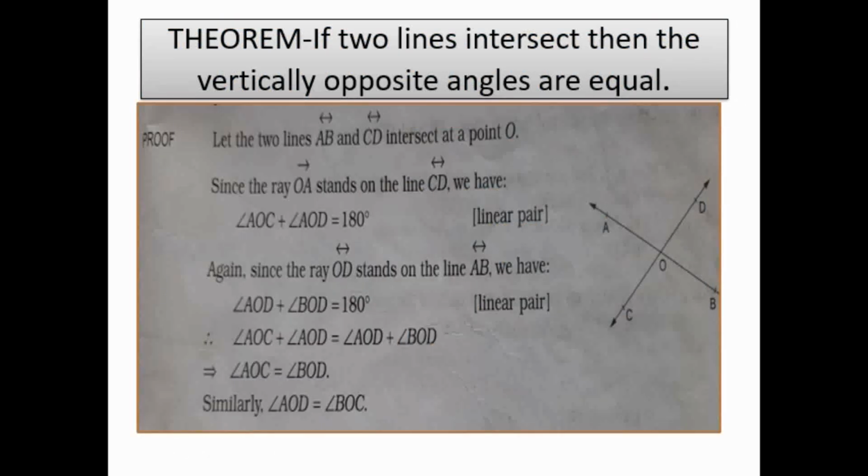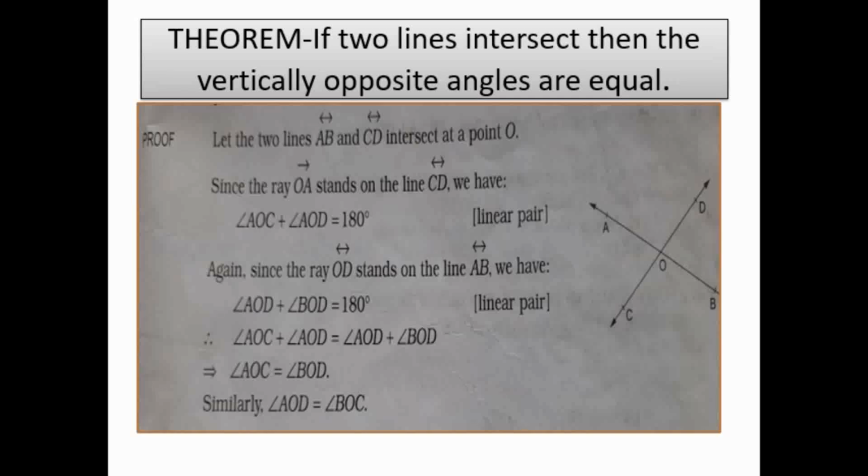Okay, now we prove that if two lines intersect, then the vertically opposite angles are equal. So how do we prove that? First, we will take one line, that is maybe line AB or maybe line CD. Okay, if I take line AB, OC is a ray that stands on line AB. Now, according to this, they have taken line CD and OA stands on that line CD.